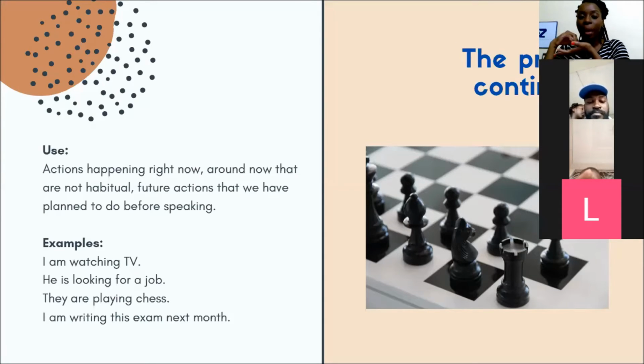So actions that are happening right now, actions that are happening in this moment in time, so around now, or actions that will happen in the future, but that are planned and I've already made a decision about, and it's going to happen exactly when I know. I am getting married on Monday. I am getting married next month. I am getting married in December. I am getting married next year. It's the future, but because I already know exactly when it will happen and I've planned for it, I can use the present continuous.